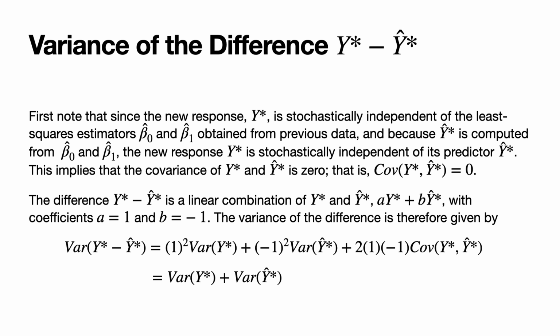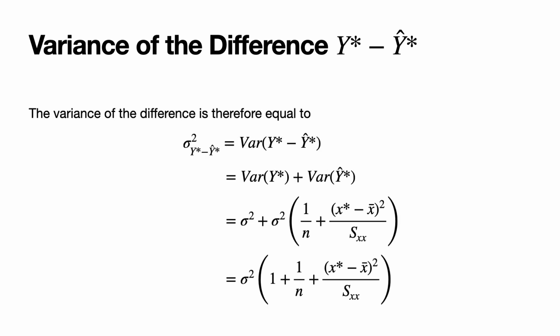And because the covariance of those two random variables is 0, this simplifies to the variance of y star plus the variance of y hat star. And so the variance of the difference is equal to sigma squared plus sigma squared times the quantity, 1 over n, plus the square of the difference between x star and x bar divided by s sub xx. And simplifying that a bit further, we can express this as sigma squared times the quantity, 1 plus 1 over n plus the square of the difference between x star and x bar divided by s sub xx.